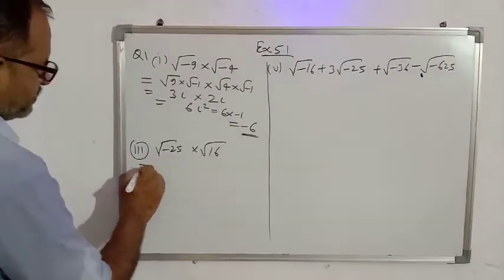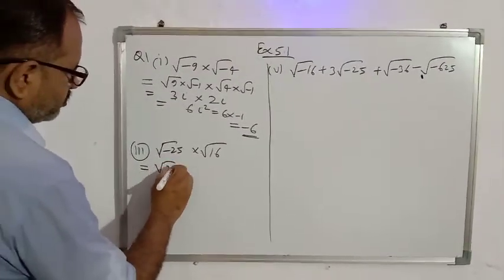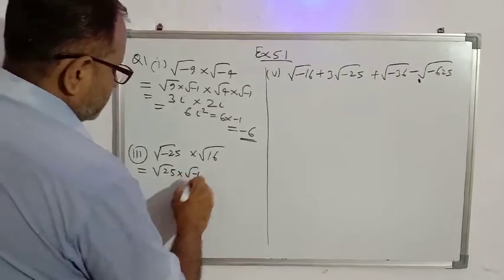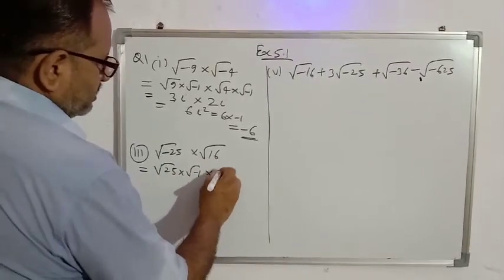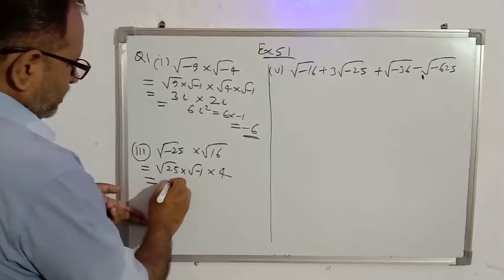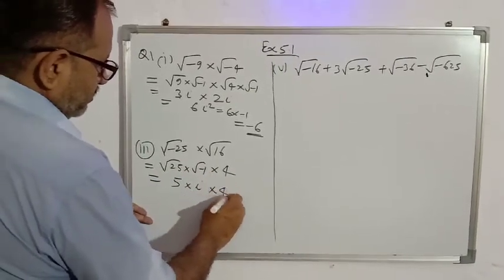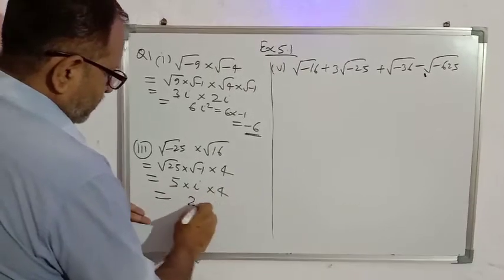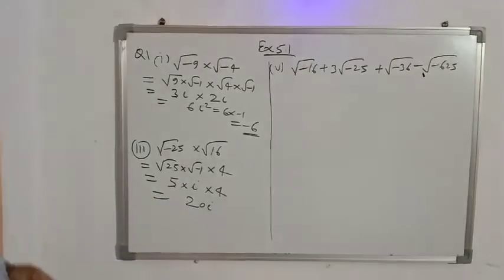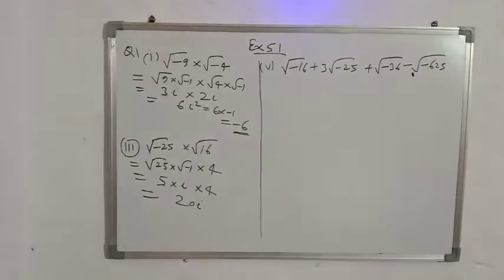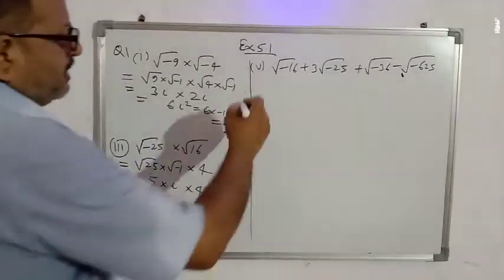Similarly, for this one, we can write it as root 25 into root minus 1, and square root of 16 is 4. Square root of 25 is 5. Root minus 1 is i, into 4. 5 into 4, 20. So in this way we can simplify it. See the last part, the fifth one.